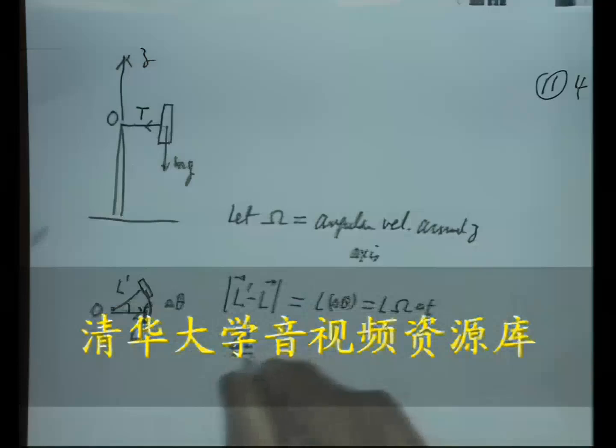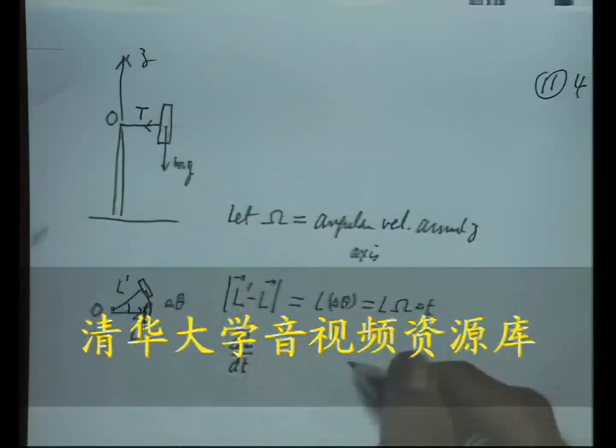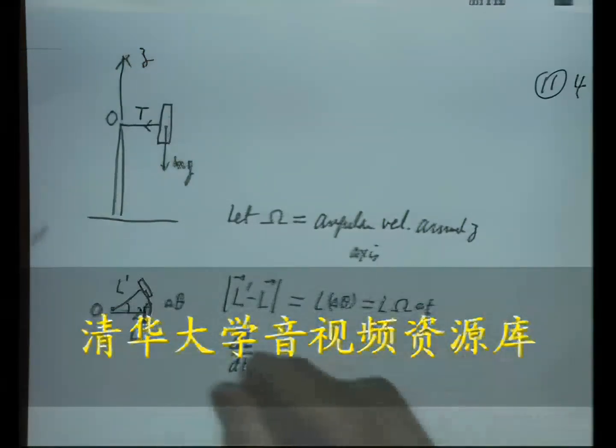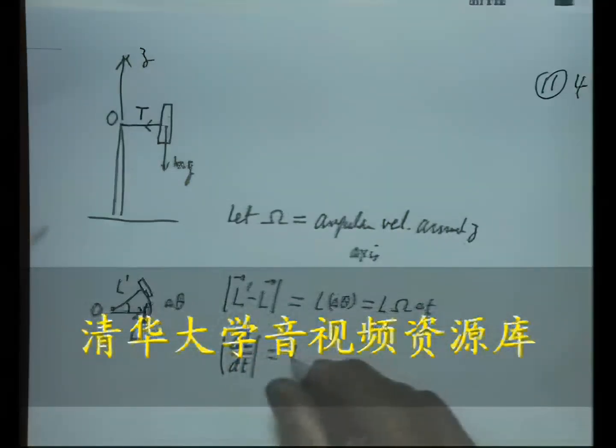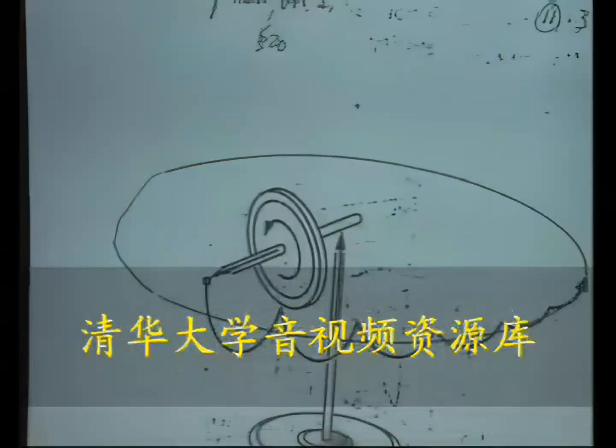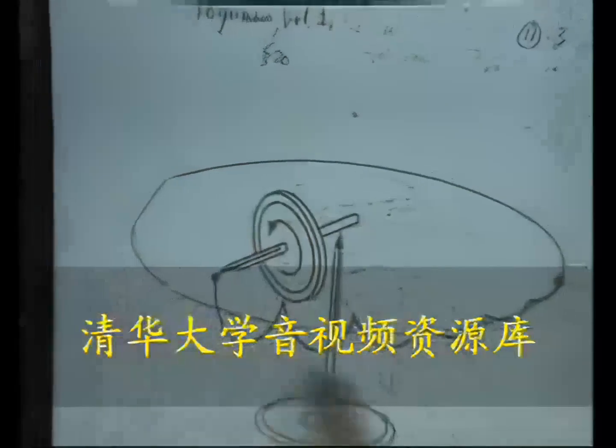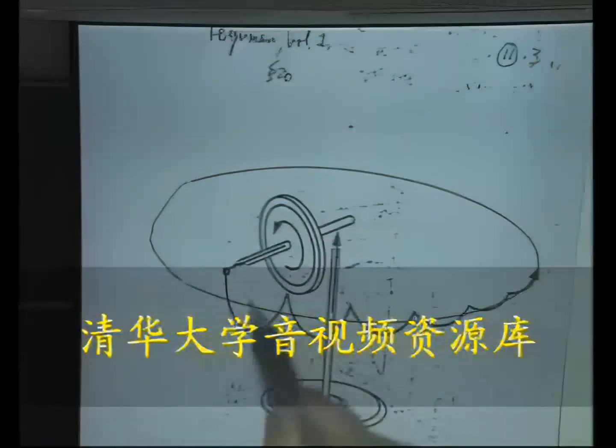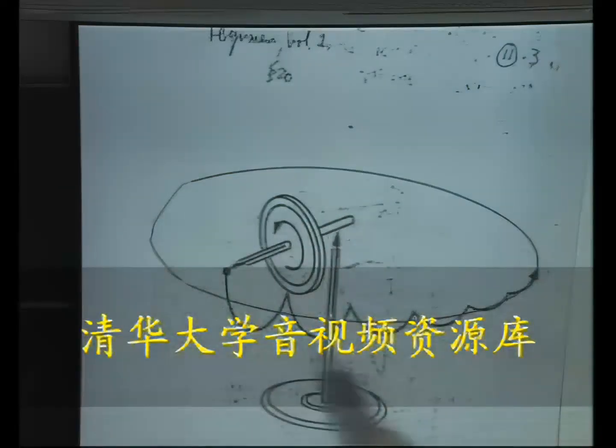So dL/dt, the absolute value of dL/dt, is equal to L omega. In other words, in that diagram, we are talking about a simple case so that it doesn't have this motion. It just smoothly goes around in a circle. You can do that. You can make it go to that. And we are now talking about this angular velocity, capital omega.